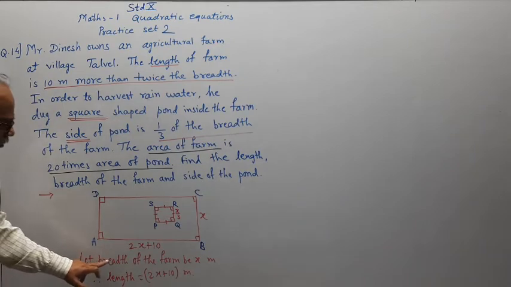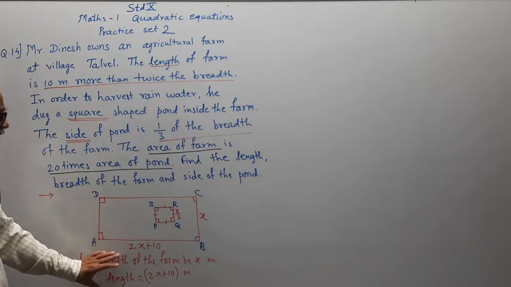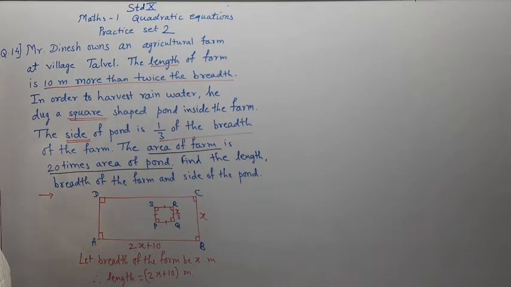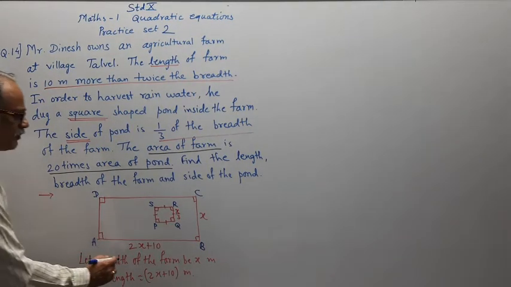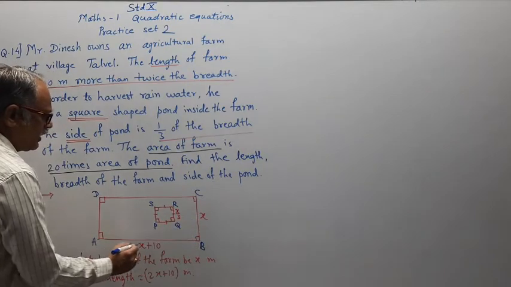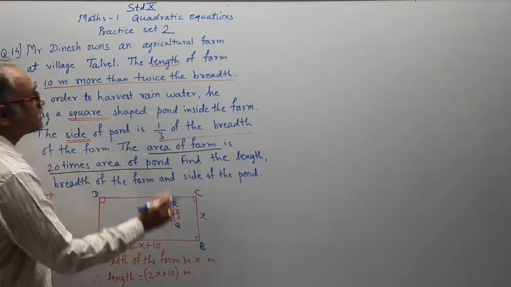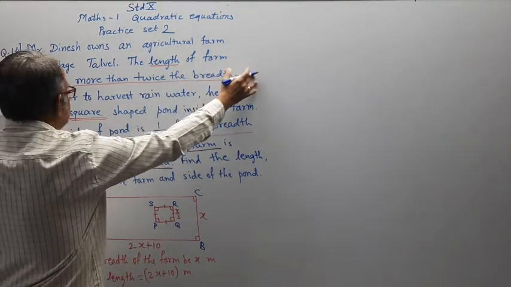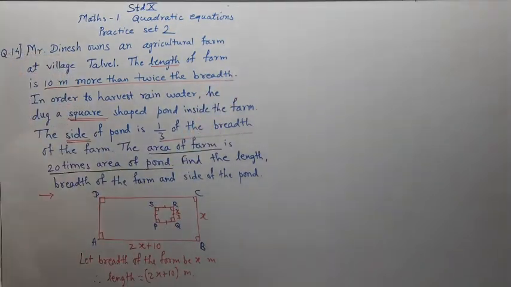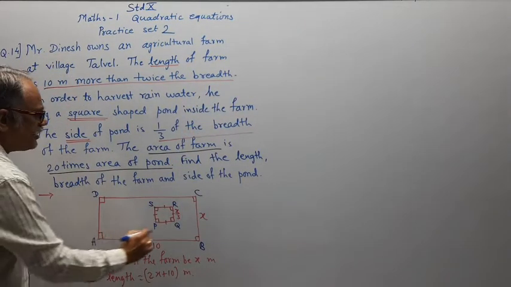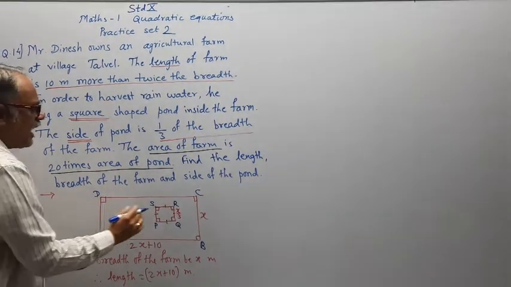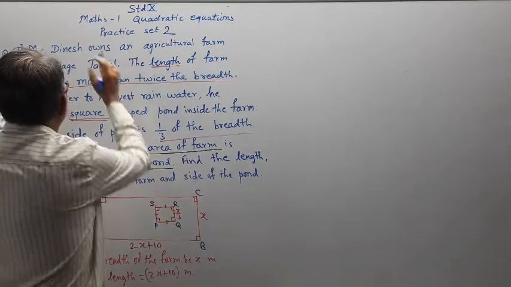I have written it below the figure. You may write this before the figure or below the figure, but immediately after the figure. Let the breadth of the farm be x, therefore the length is 2x plus 10. So this is ABCD, a rectangular agricultural farm of Dinesh.